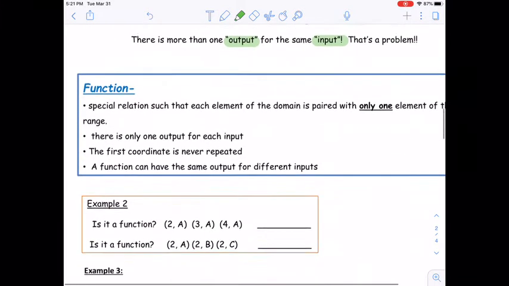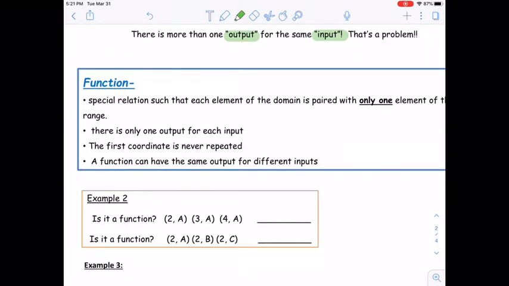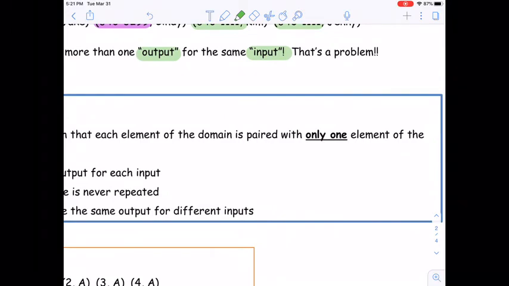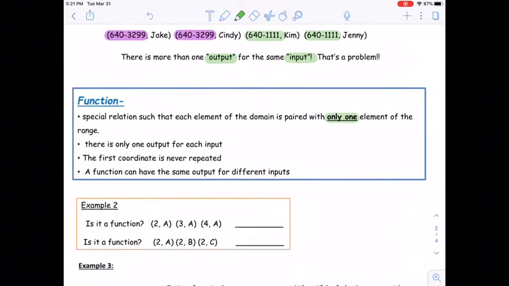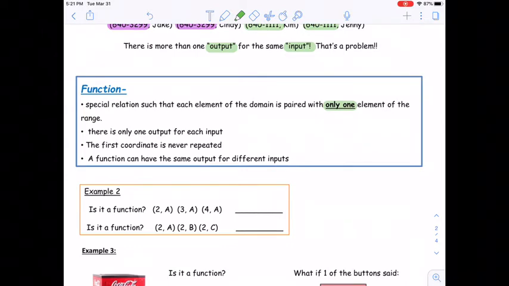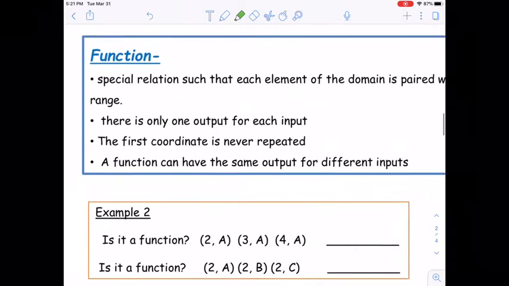A function is a special relation such that each element of the domain is paired with only one element of the range. There's only one output for each input. If I put in a phone number, it's only going to go to one particular person. Another way of looking at it is the first coordinate is never repeated. When I list those out as ordered pairs, I should never have the same number as the first coordinate.